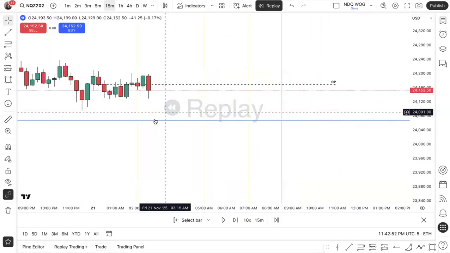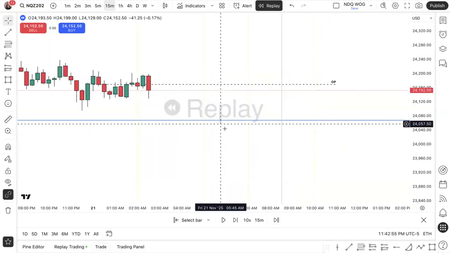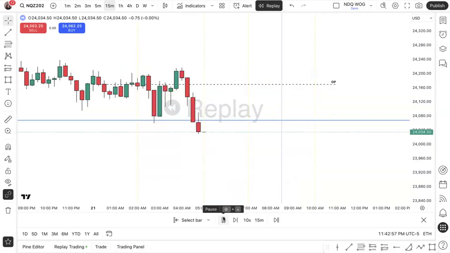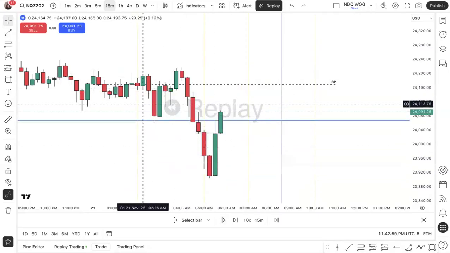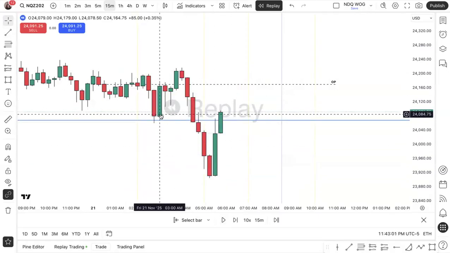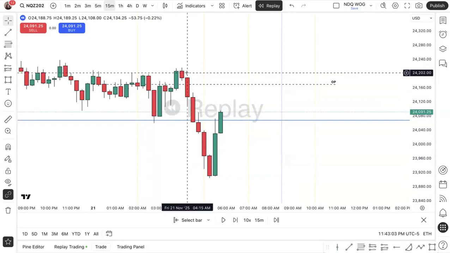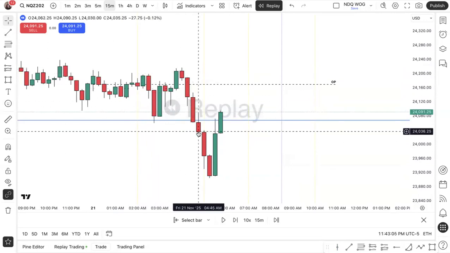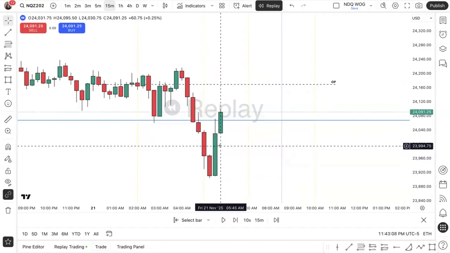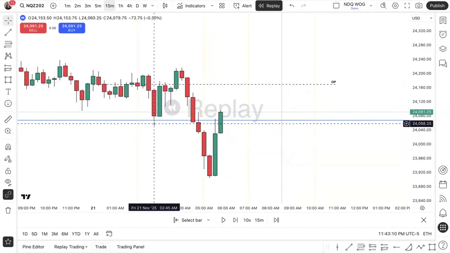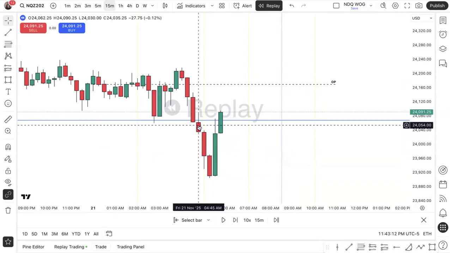Now here is our range for London. So 2 to 5 a.m. right here. So the first thing we see is London sets a low right here at 3 a.m. Then it sets a high right here at 4:15. Price starts to go lower, lower, lower. It finally runs this low at 4:45.